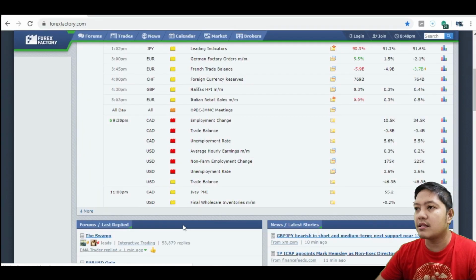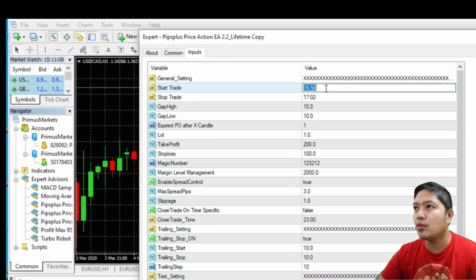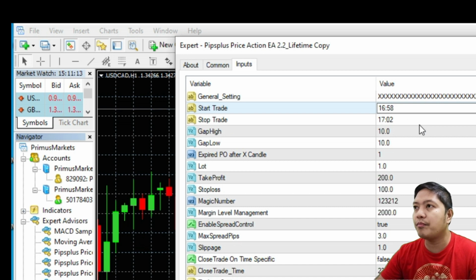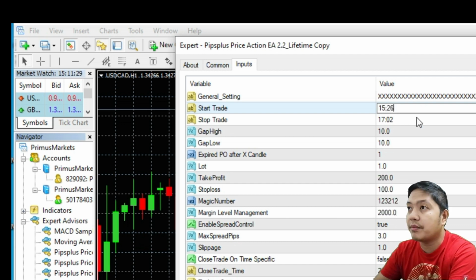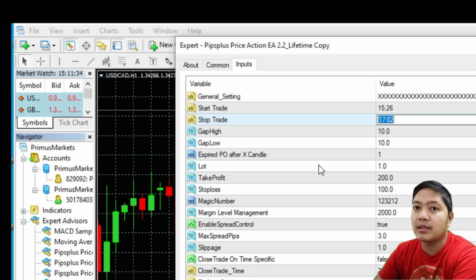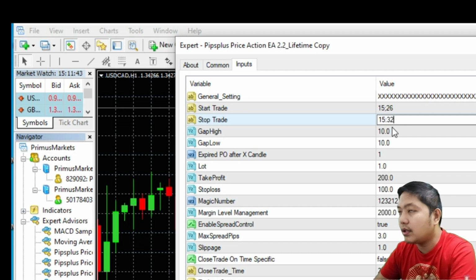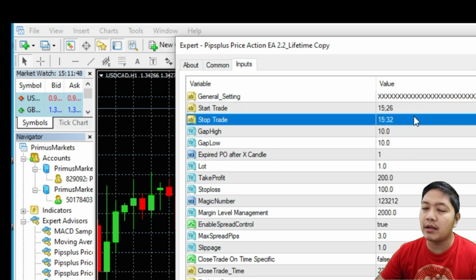Since the news is released at 9:30, I will change that to 9:30, and my server time here is 15:11, so I will change that to 15. I will start at 15:26, something like that, because the news will release at 15:30. About 9:30 is equivalent to 15:30 of the market watch, or my server time, right? So I'll change it to 15:32, so the moment the market opens up I will catch the news release.